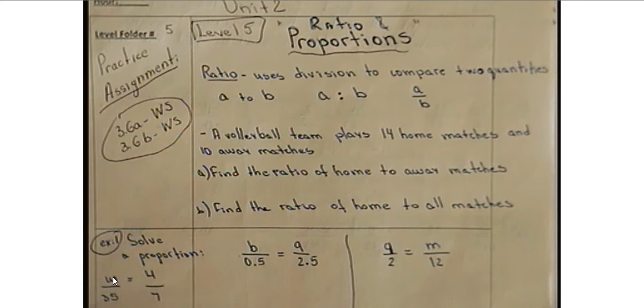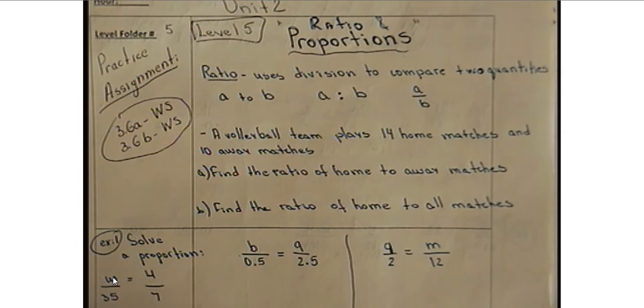Practice assignment, you will have a packet of worksheet 36A and 36B. So write this information down, and then we're gonna move to the important information, or the opener for this lesson.